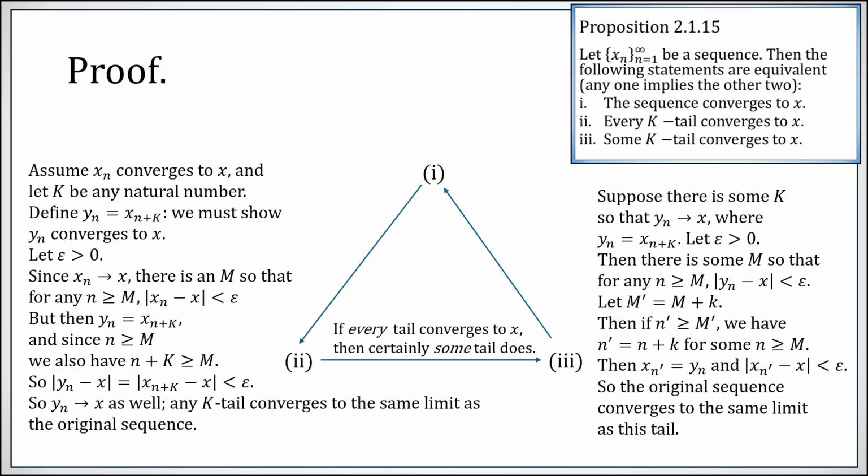Okay, so overall, if every tail converges to x, certainly one of them does. If the sequence converges, then so does every tail. And if one of the tails converges, so does the sequence. So they all imply one another.